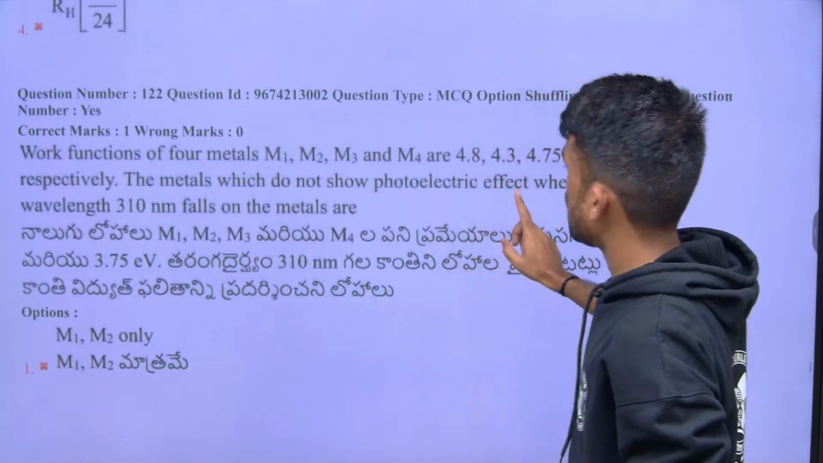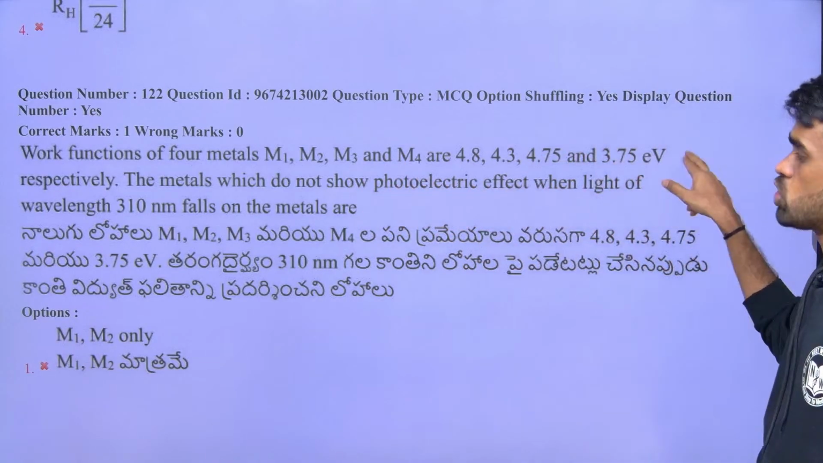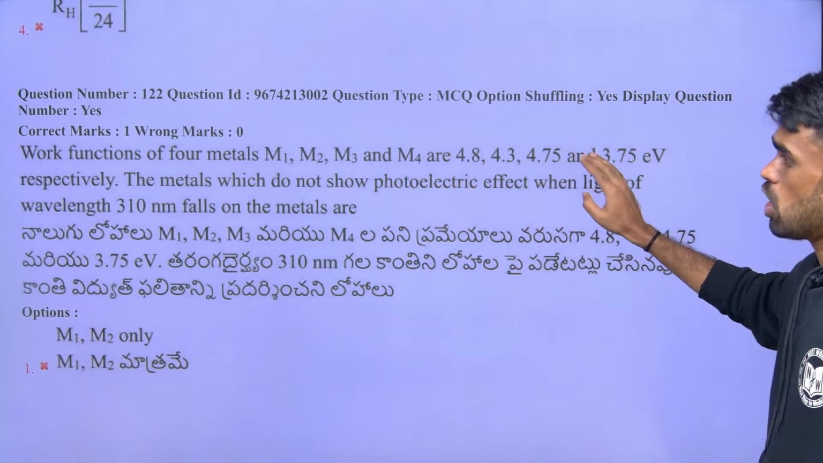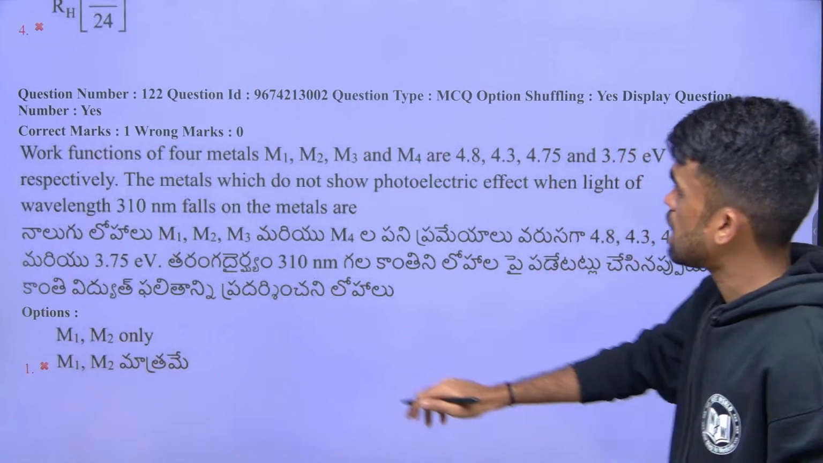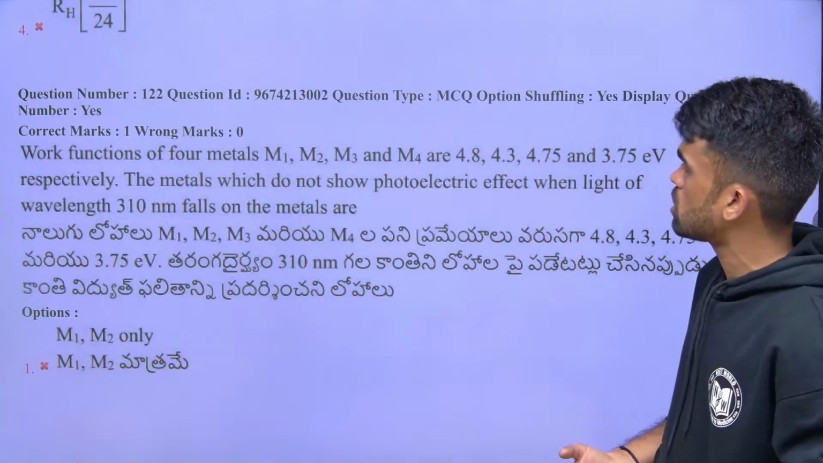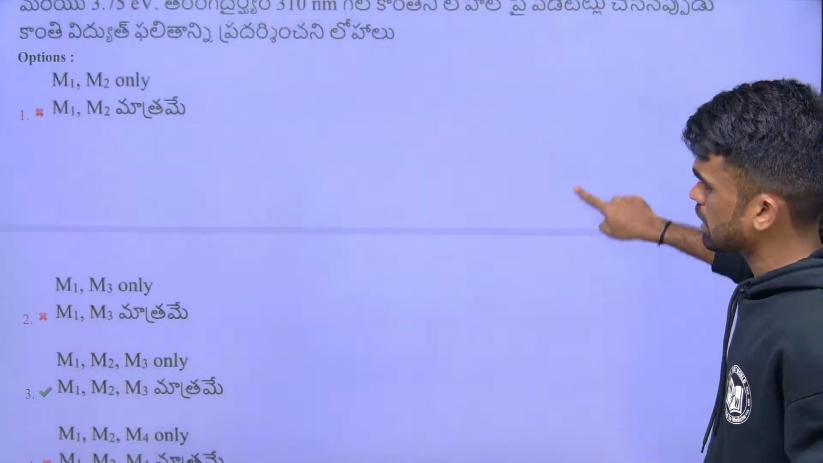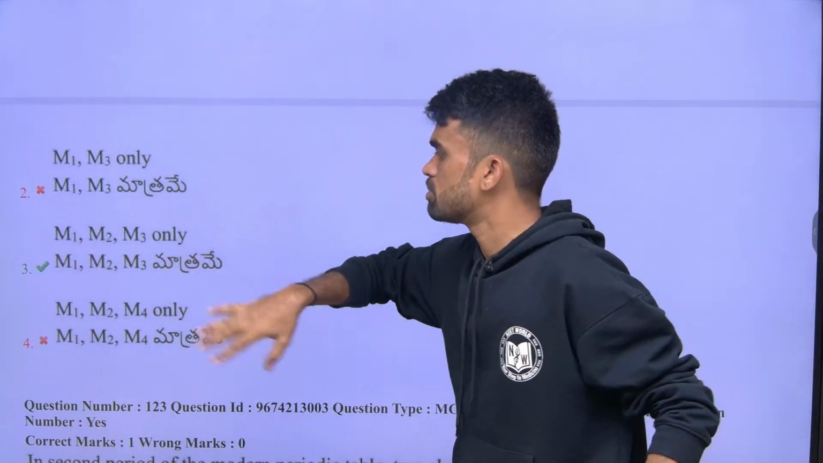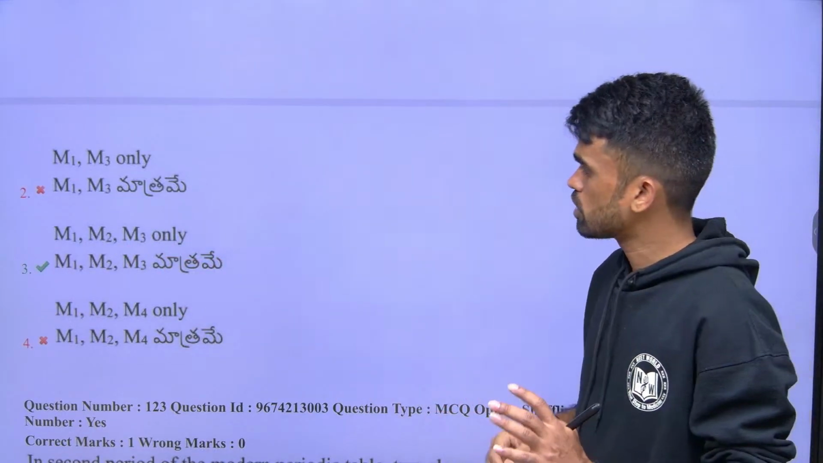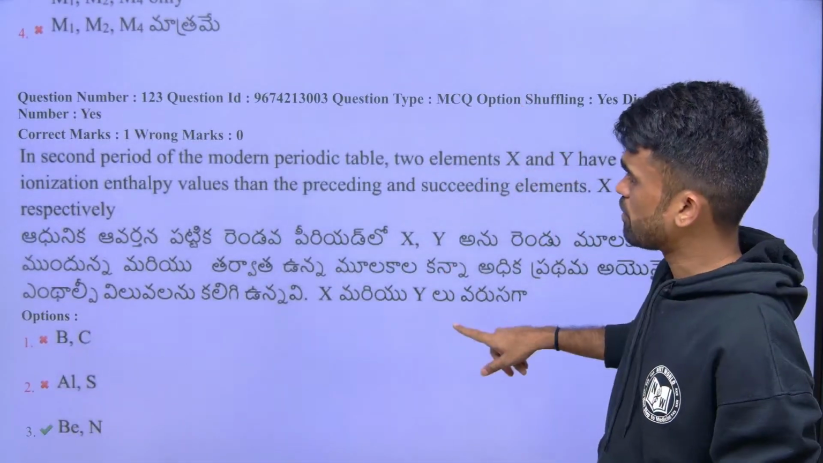Which metal is showing it out of M1, M2, M3 and M4? Only the fourth metal is showing, and the first 3 metals are not showing this photoelectric effect. They are also asking for metals which do not show. So which metals do not show? M1, M2, M3 will not show this photoelectric effect. M4 can show. Okay, I hope it is clear how to do photoelectric effect based questions.